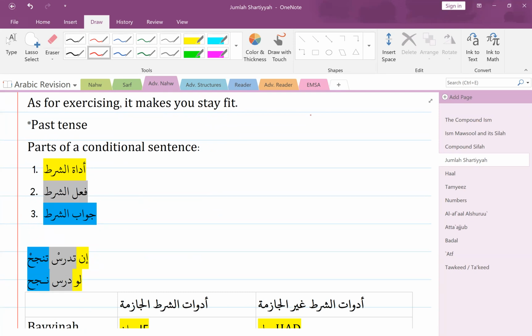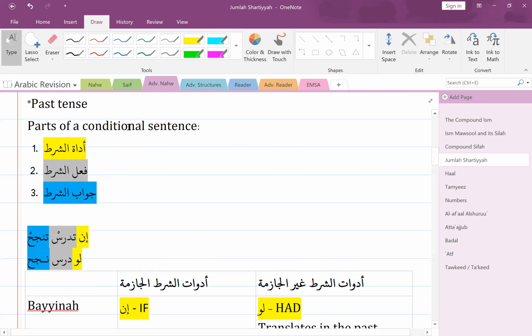Then you have the fi'l shart, which is the verb that gives the condition. And then you have the jawabu shart, which could be another fi'l, or it could be a sentence after it that gives the response to the condition. So if this happens, that happens. So there are three parts: the article of condition, the verb of condition, and then the response to the condition.